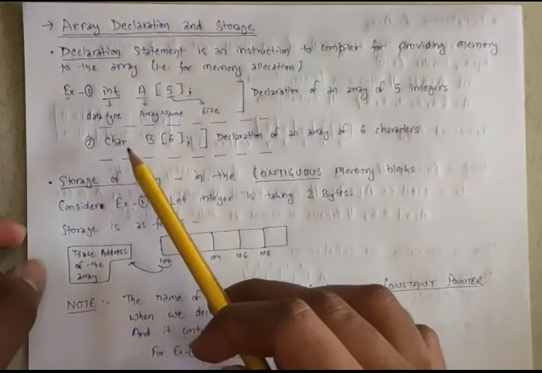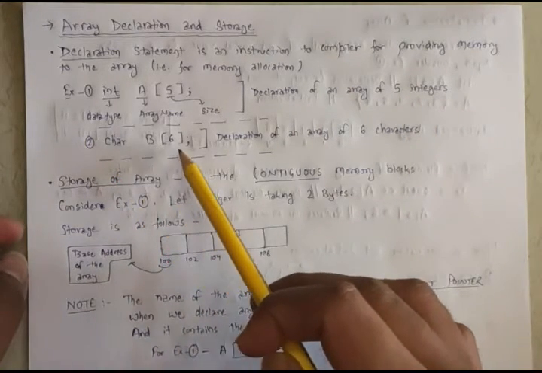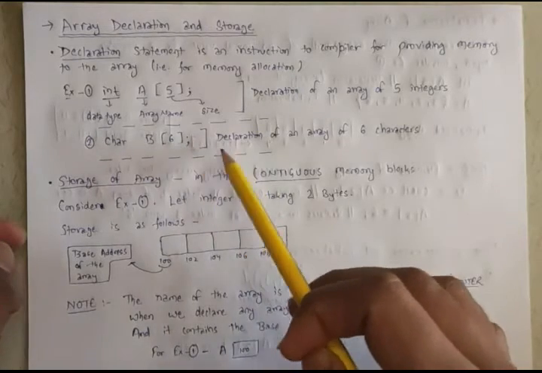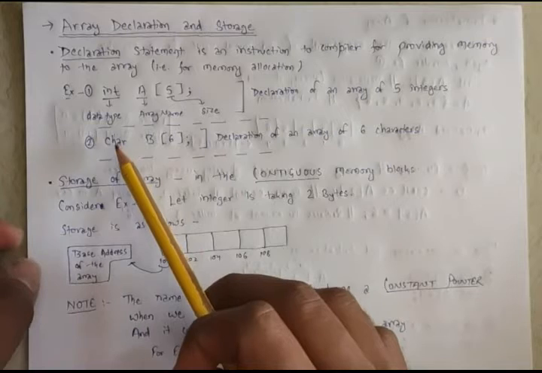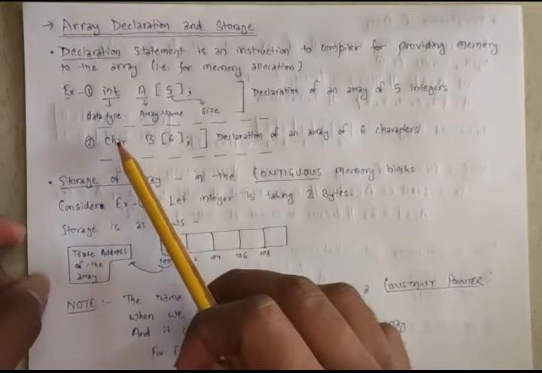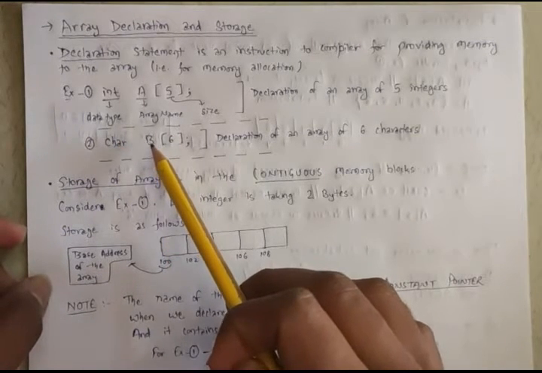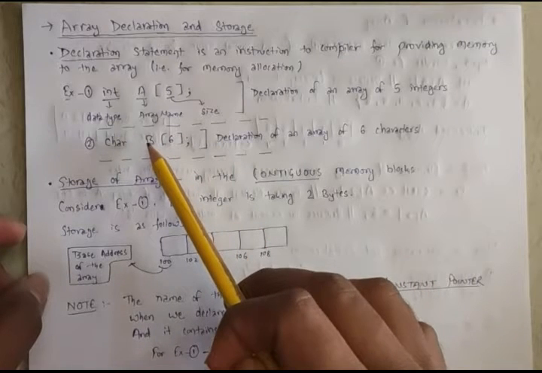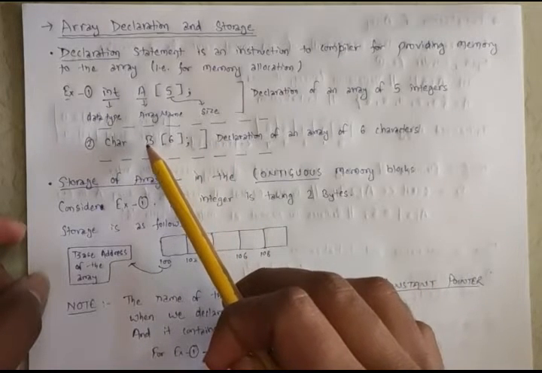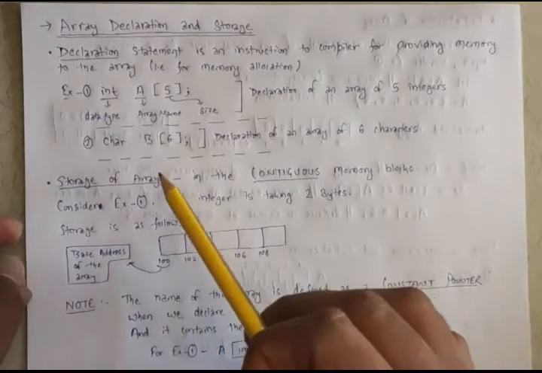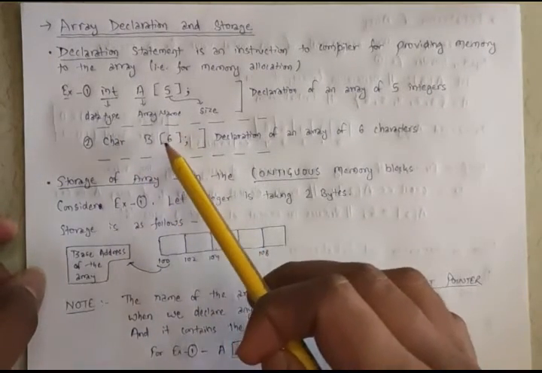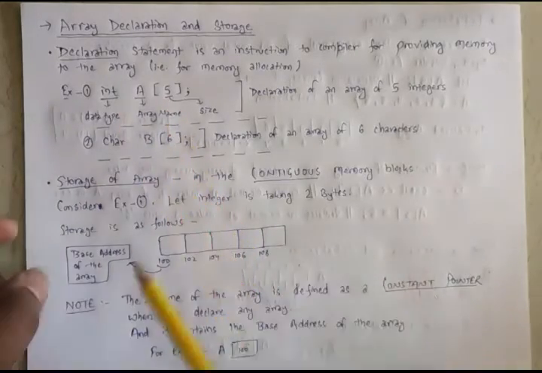The second example is char b[6]. This is the declaration of an array of 6 characters, because the data type which is specified here is char, the name of the array given here is b, and the size of array given is 6. So these are the two examples of the declaration of array.